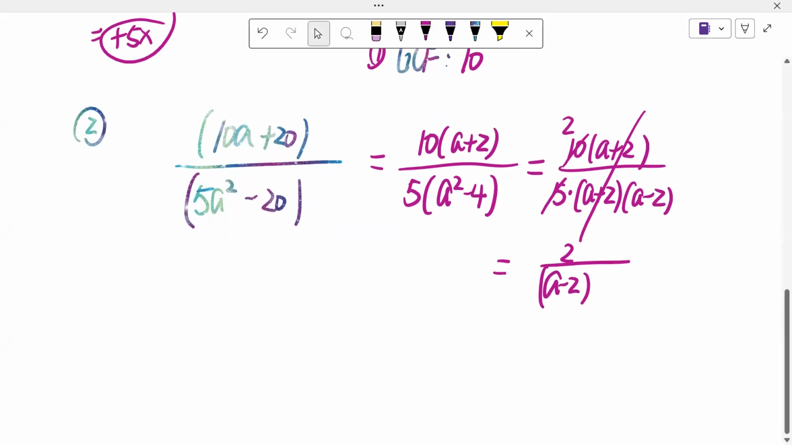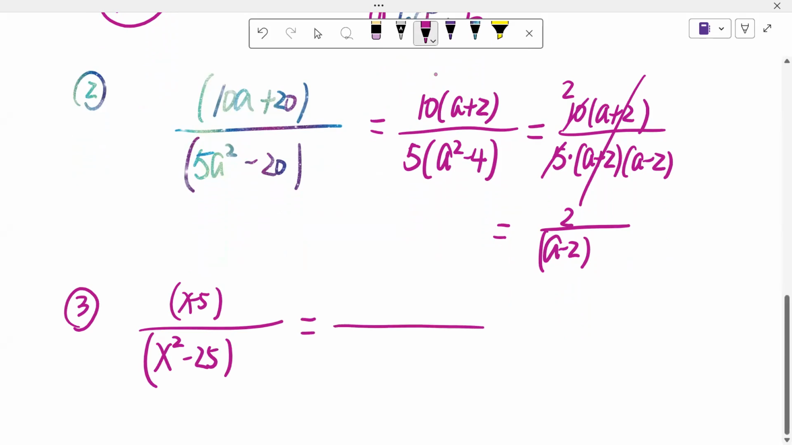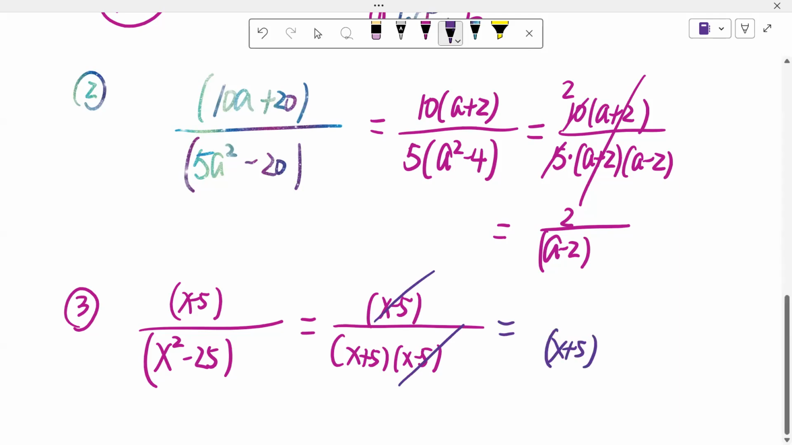And one more before we move on. Let's say we get something like x minus 5 over x squared minus 25. We factor the denominator, which is the difference of 2 squares: x plus 5, x minus 5. On the top is x minus 5. We cancel the common factor. So the answer is x plus 5. Is that right? What do you think?